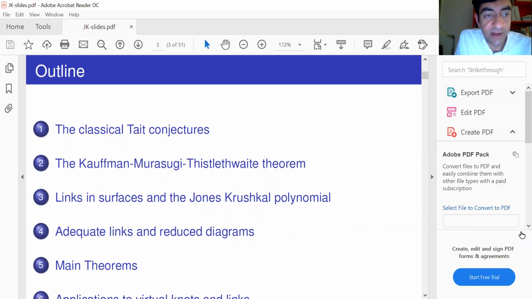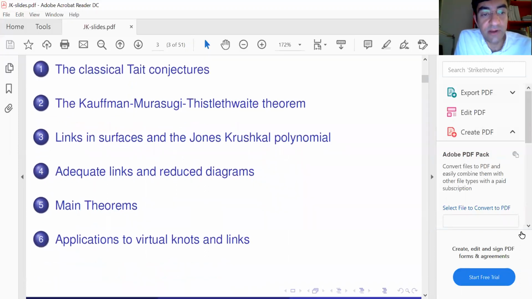Here is the outline of the talk. First we talk about the classical Tait conjectures, and then the proof of the Tait conjectures by Kauffman, Murasugi, and Thistlethwaite. And then we talk about the generalization of classical links, namely links in thickened surfaces. And we talk about the Jones-Krushkal polynomial. And then we talk about adequate links and reduced diagrams, then main theorems, and then at the end, an application to virtual knots and links.